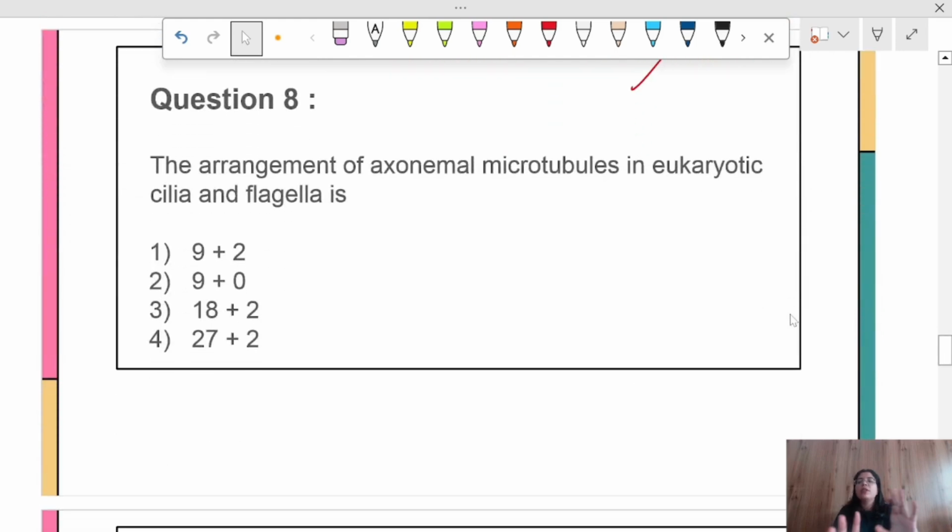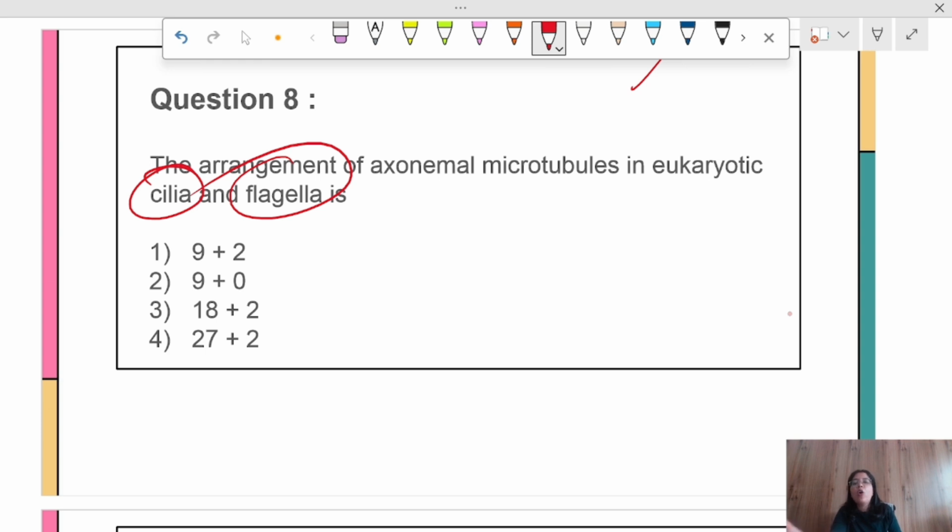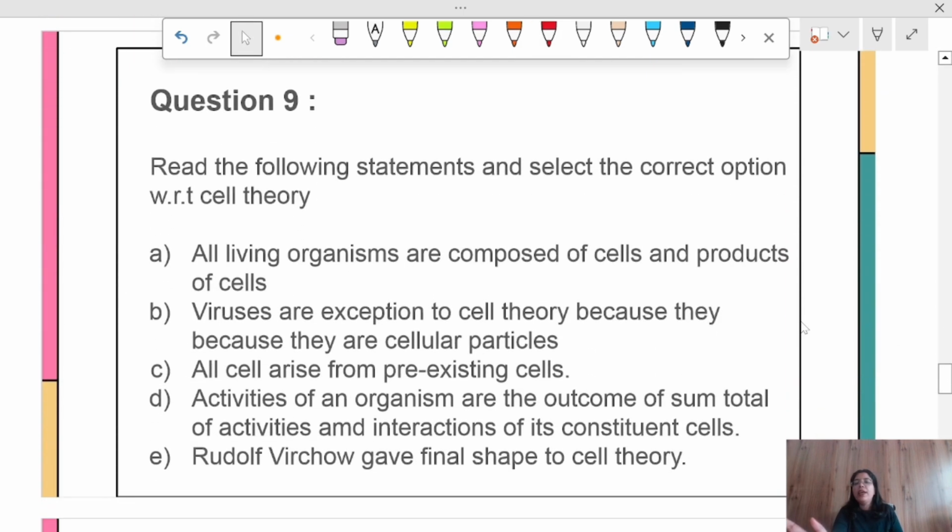Understood? Now, the arrangement of axonemal microtubules in eukaryotic cilia and flagella. So cilia and flagella is same. I told you how many microtubules are there in the flagella? 9 plus 2. So same for cilia. But if the question is based on centriole, basal body and all, then you will choose 9 plus 0. Okay, big question again. Correct options are in the next slide.